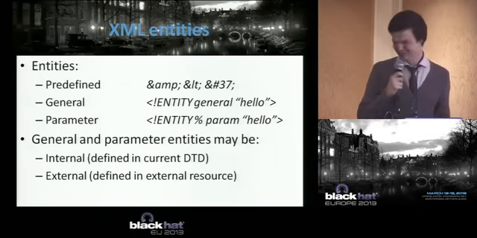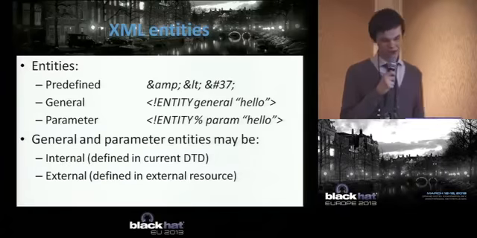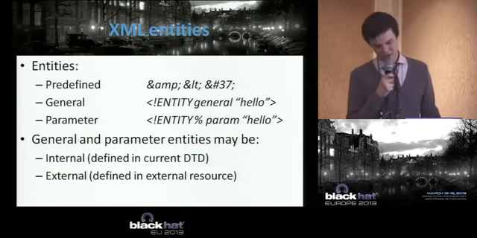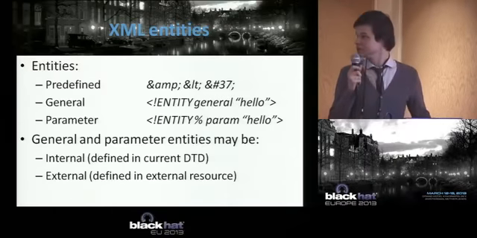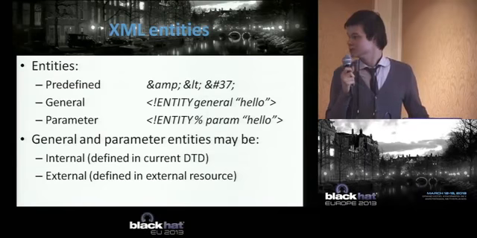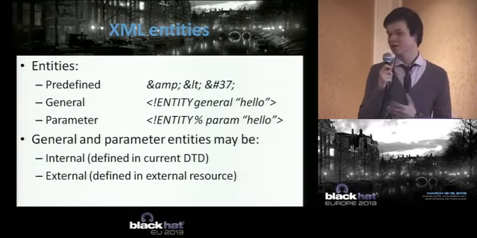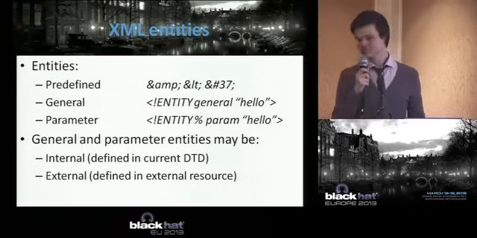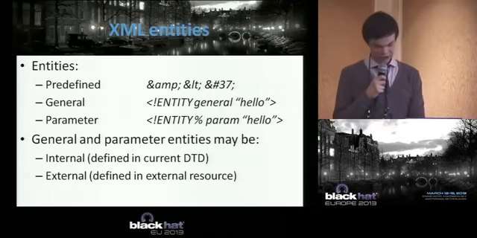What are entities and what types of entities are there? First of all, there are predefined entities. Some special characters like ampersand, less than or greater than are used for XML markup, so they should be encoded, and that's why we use predefined entities. General entities are variables which are substituted and referenced in the main document for increasing maintainability and decreasing complexity. And parameter entities are the next step. We can not only define variables but also combine them in the doc type. Also, general and parameter entities can be internal, defined in the current doc type, or external, defined somewhere else in external resources.